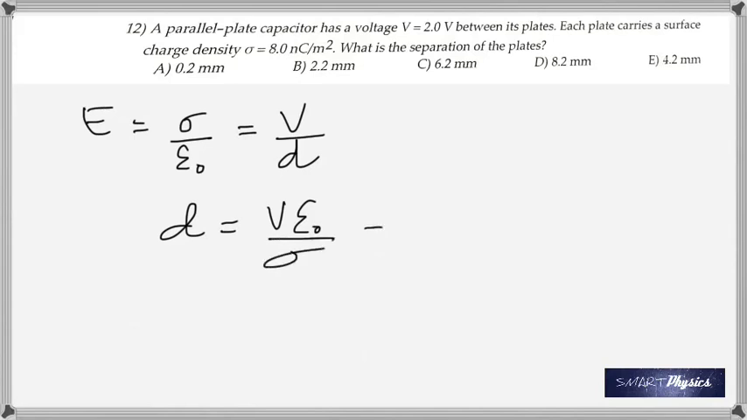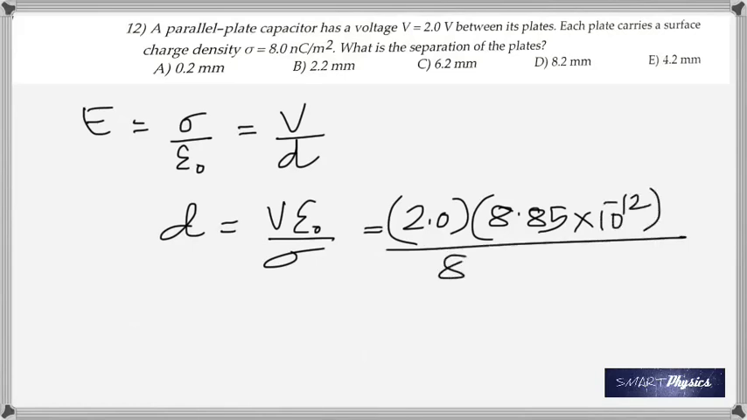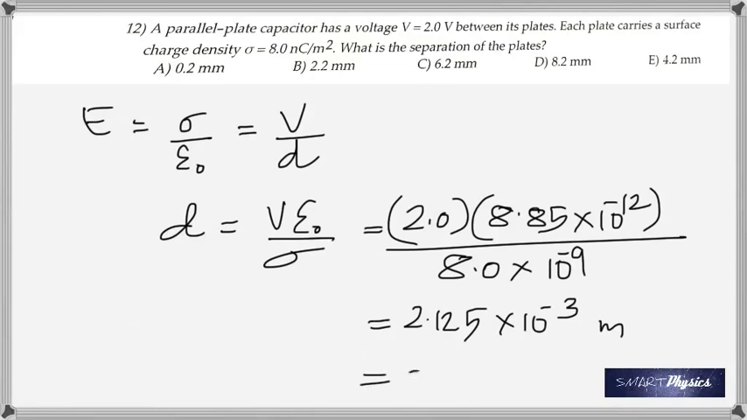What's the separation of the plates? Now this question was done before, so it's the same thing. Make distance the subject and substitute and you get the answer. I wanted to do this under 10 minutes. It's 2.125 times 10 to the negative 3 meter, which is 2.125 millimeter.